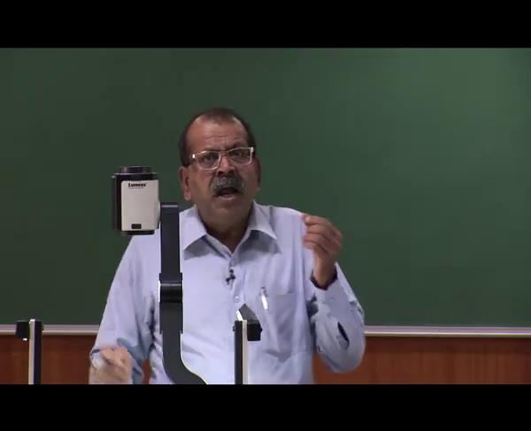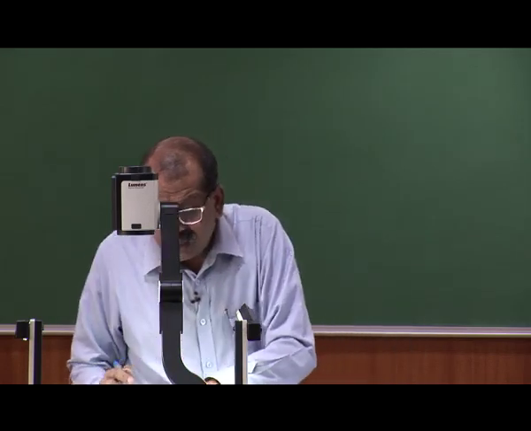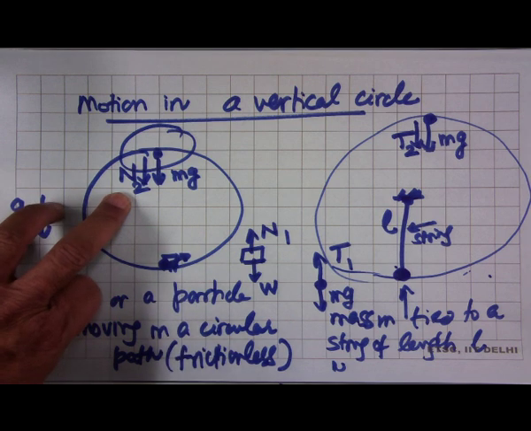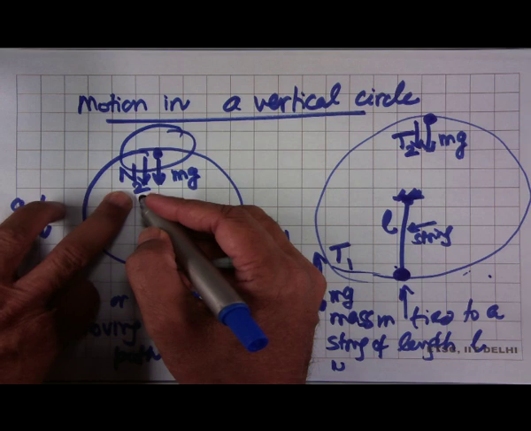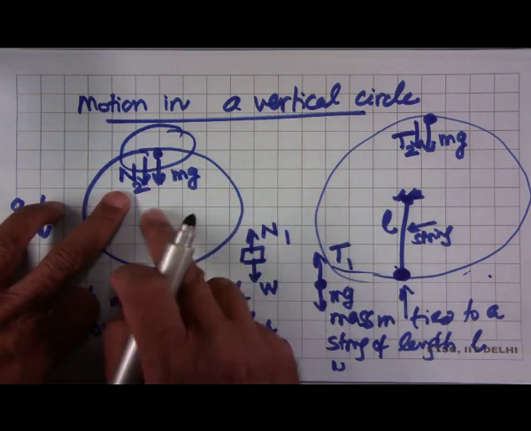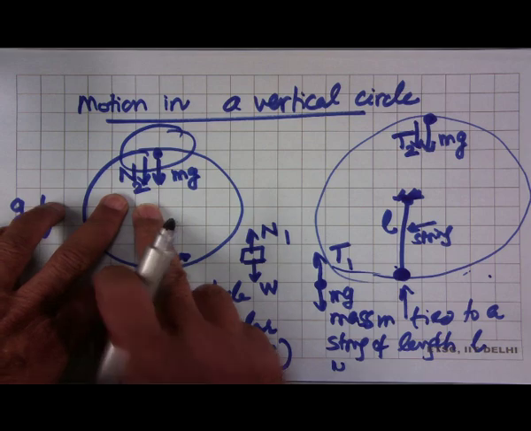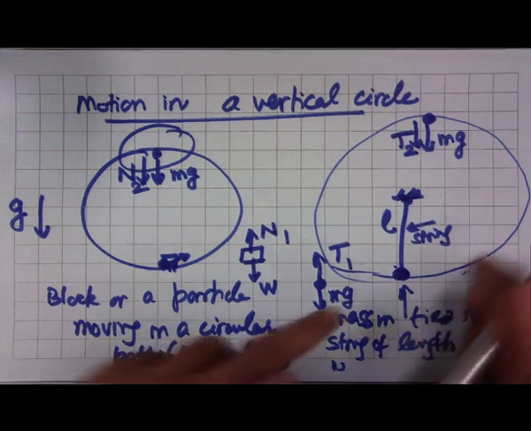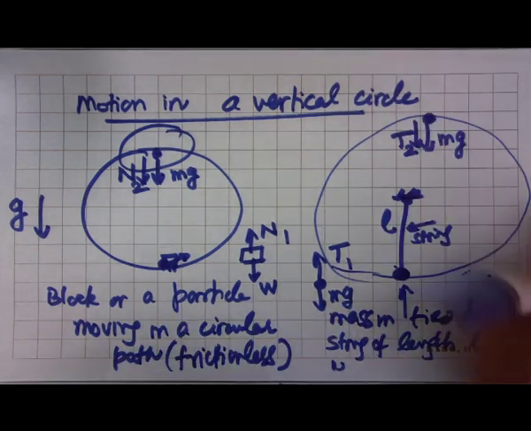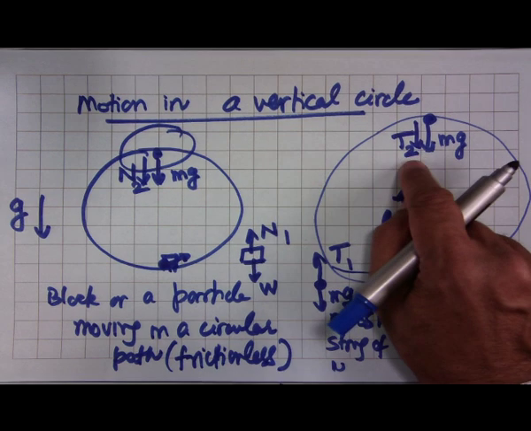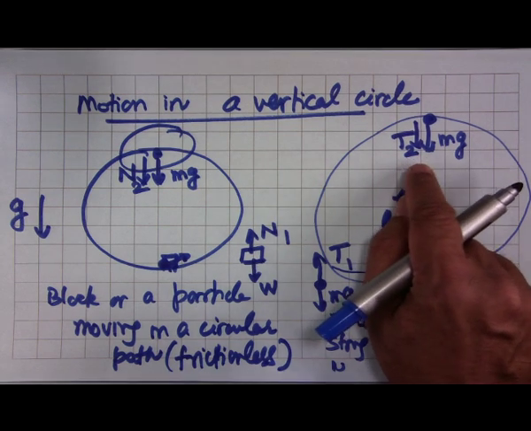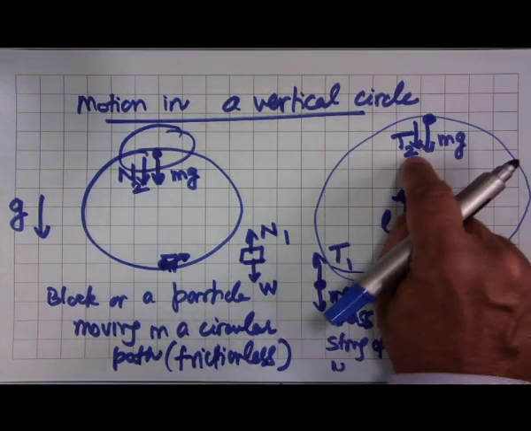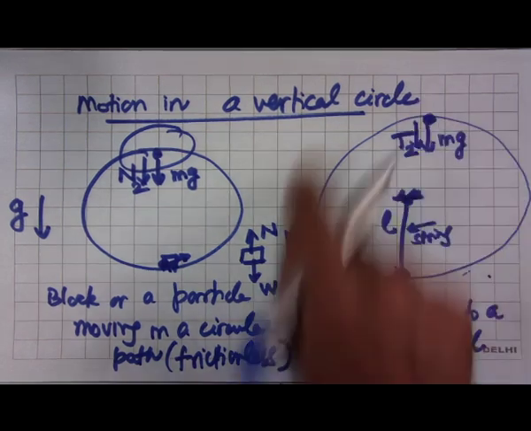If the particle has to complete the circle, then normal reaction N2 has to be just positive. That means the limiting condition will give us N2 is equal to 0. And similarly, the limiting condition for this pendulum to reach the top part and come back will be that the tension at this point will just be 0. It has to be positive, that means downwards as shown, for this to be able to complete the circle.